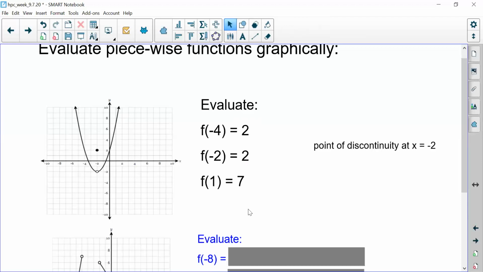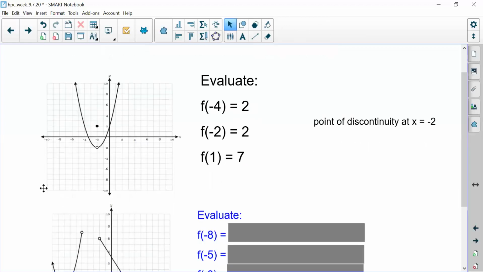Also worth mentioning that if you were to draw this graph, you would have to lift up your pencil, which means it's discontinuous. This function happens to be discontinuous at one point only, -2. When x is -2, that is the one point of discontinuity.